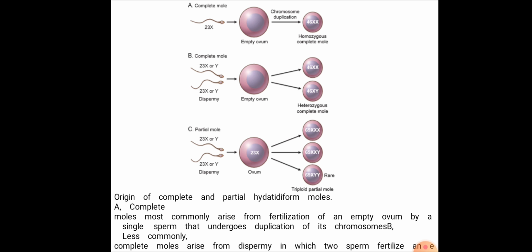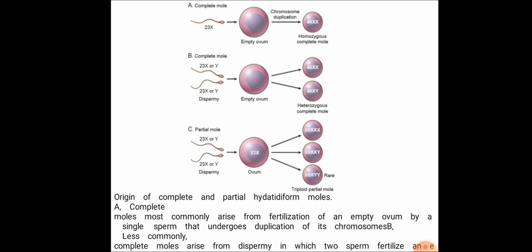How is the pathogenesis of it? The origin of complete and partial hydatidiform mole. In figure A, we see how a complete mole is formed. Here it commonly arises from the fertilization of an empty ovum by a single sperm. This undergoes duplication and forms a homozygous complete mole, that is 46XX.